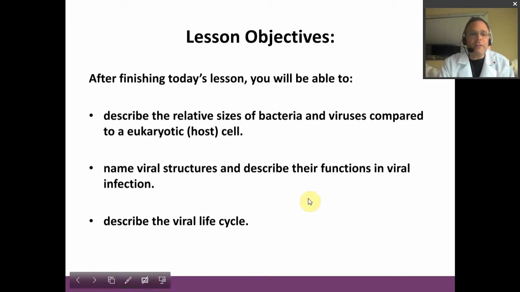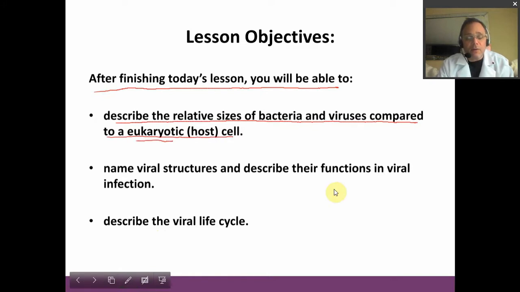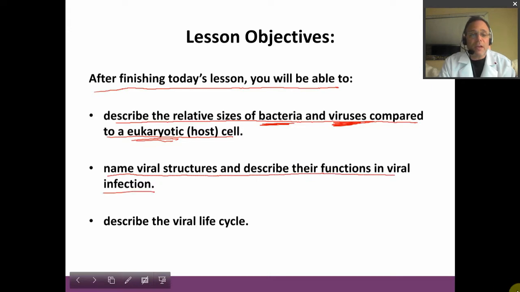Perfect. So the objectives. After finishing today's lesson, you will be able to describe the relative size of bacteria and viruses compared to eukaryotic host cells. Eukaryotic cells are the cells that you have. What I mean by that is these are the cells that have nuclei. The DNA has a membrane around it known as a nucleus, where these other two do not. The DNA, in a sense, is just floating around, well, naked. We will also name viral structures and describe their functions in viral infections, and we will describe the viral life cycle.